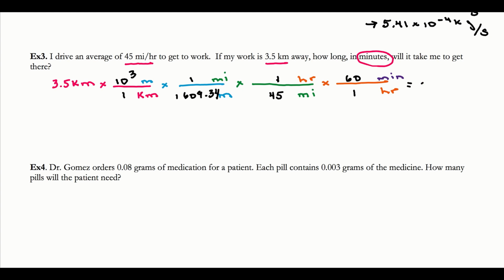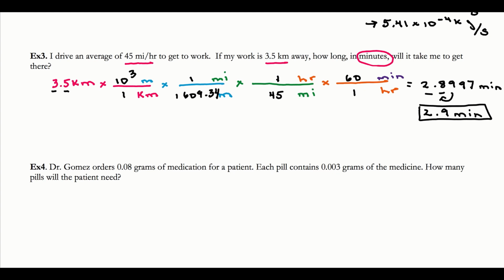And so what I end up getting, unrounded, is 2.899 minutes. Conversion factors I disregard for sig figs, but 3.5 has 2 sig figs. So 2.8, 8 will round up, and so what I end up getting is 2.9, and my units are minutes. So it will take me 2.9 minutes to get there.